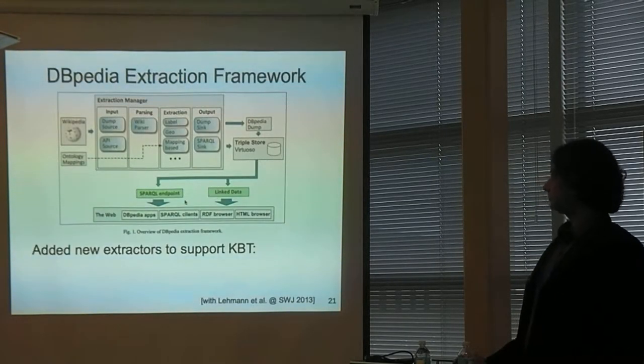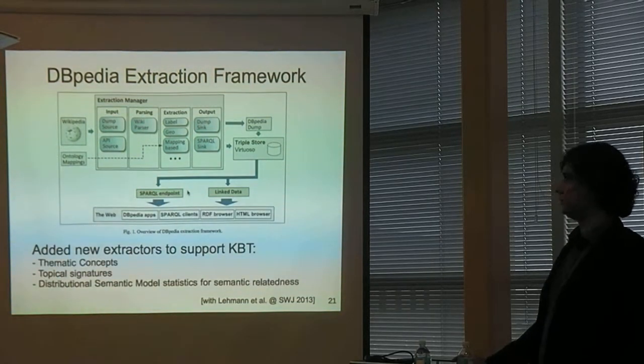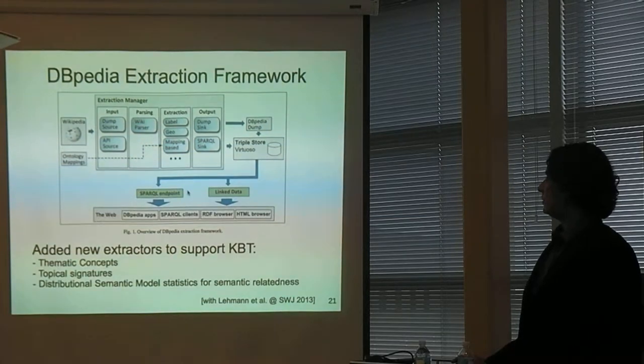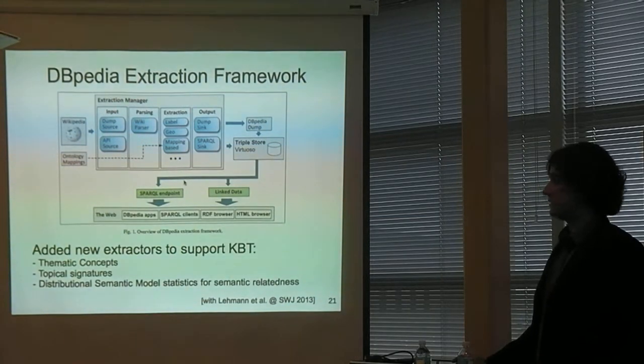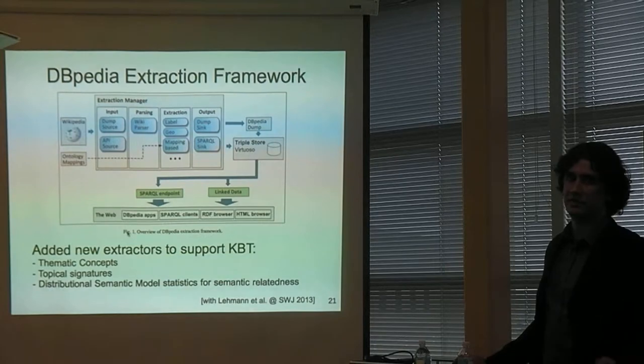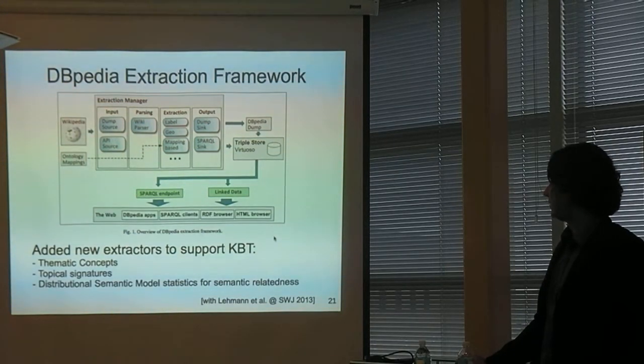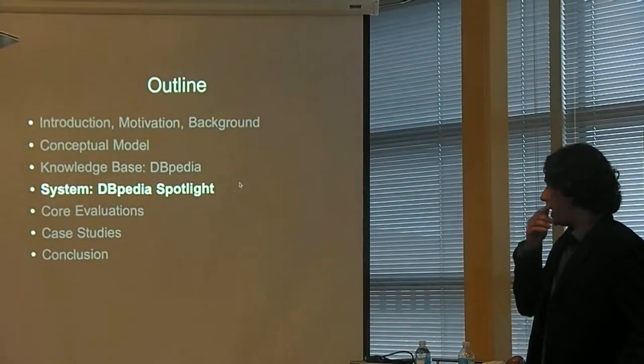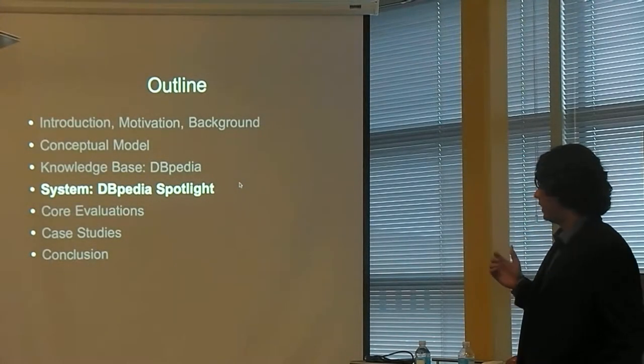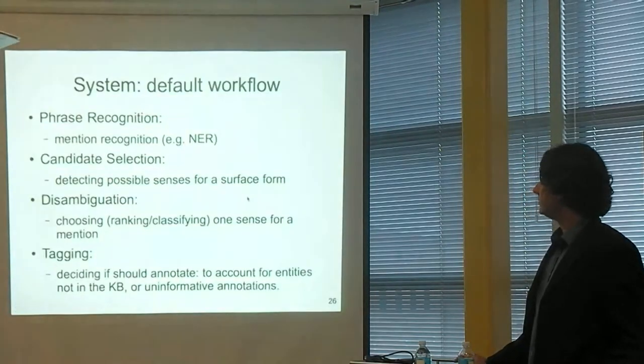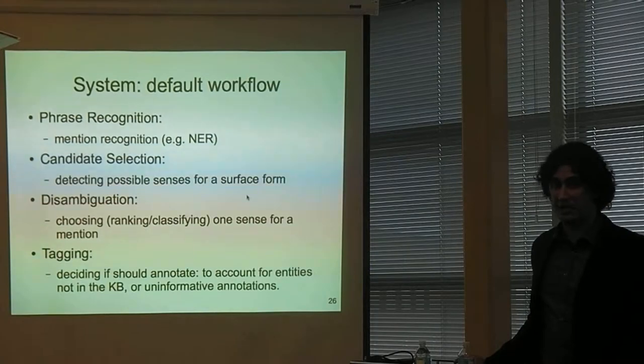Our contribution to DBpedia was the part that relates to knowledge-based tagging. So all of the statistics that are needed to compute relevance and importance, and the distribution of the semantic model, we extracted topical information, and all of the things I'm going to describe later as I describe to you our method. This is also described in detail in this journal paper that just came out, to which I contributed. So the system that we built is called DBpedia Spotlight.